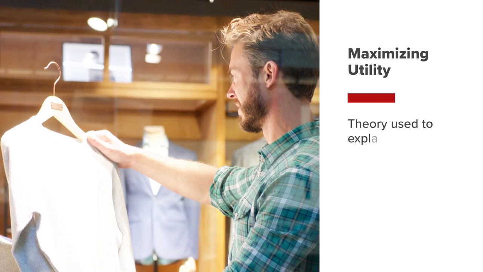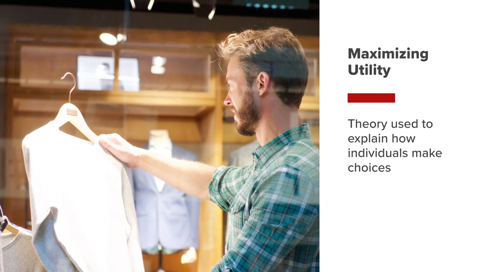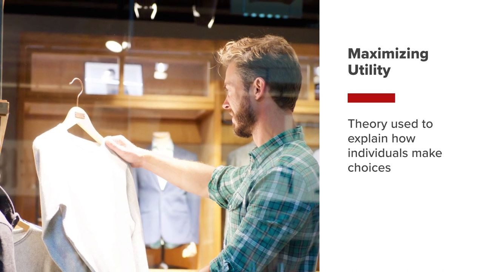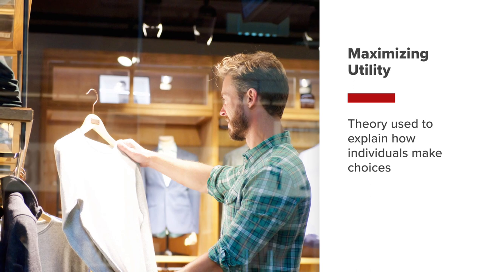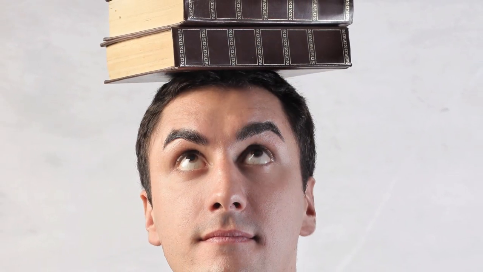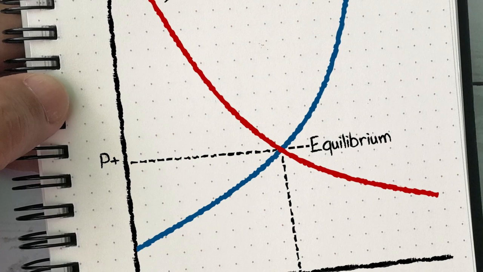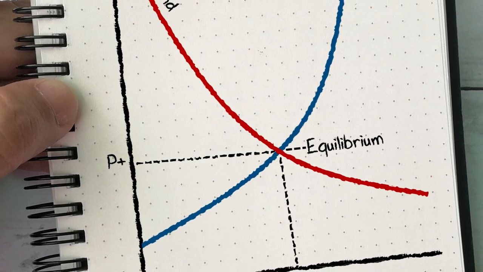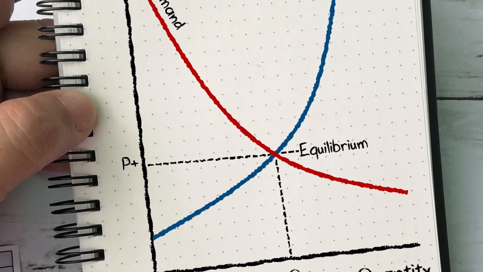Maximizing utility is a theory used by economists to explain how individuals make choices, and importantly, why they make those choices. There are several primary theories that comprise the study of microeconomics. In the theory of consumer demand, economists look at how consumers' preferences for goods and services are used in order to create a demand curve.